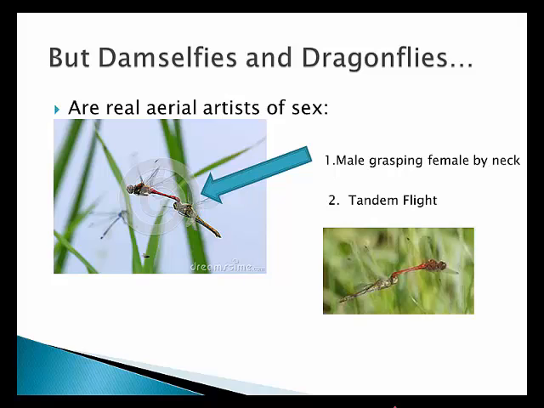So in an effort to mate successfully, the male will then pull his abdomen forward and grab the female around the neck with a pair of appendages called cerci that are situated at the hind end, the anal end of the male. And this gives him a better grip, and he will continue to fly with her in tandem. So here you see a lovely picture of a male grabbing the lady friend around the neck with his cerci, and they're still in flight.